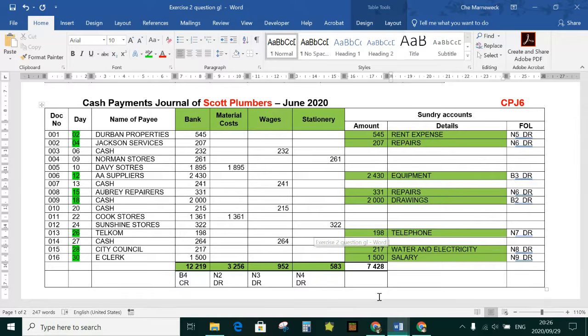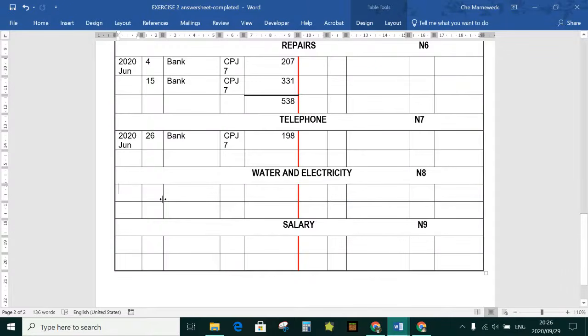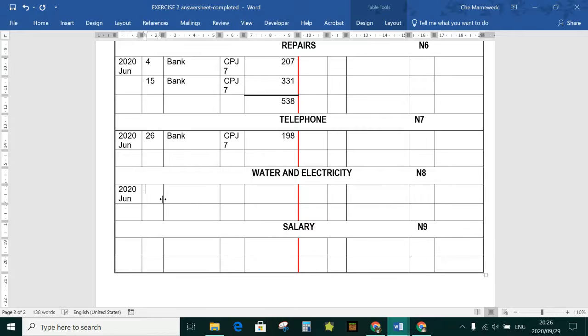We then move on. We're nearly there. What's an electricity? Sundry account. So we take it on the specific day, day 28, 217 Rand, and it goes on the debit side. So 2020, June 28th. What is the partner account? Where did the money come from to pay for water and electricity? Our bank account, CPJ7 is our journal code, and the amount that we spent was 217 Rand.